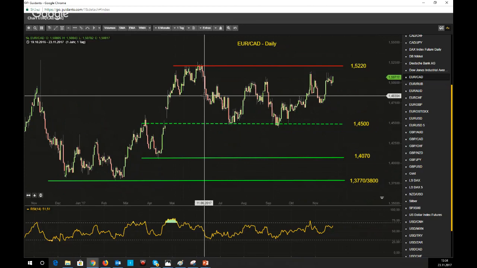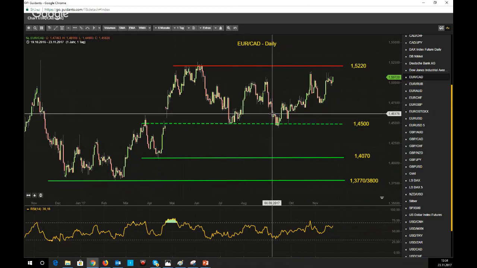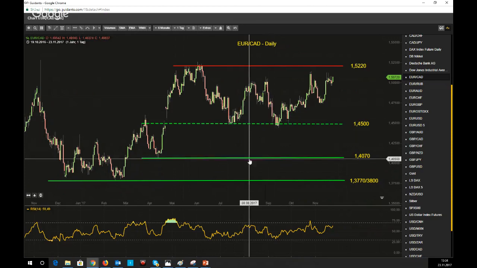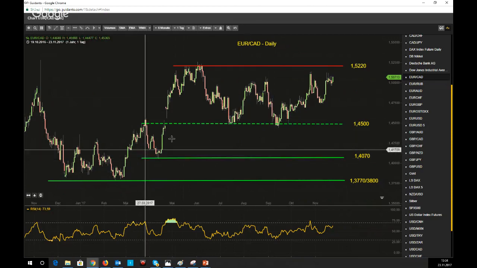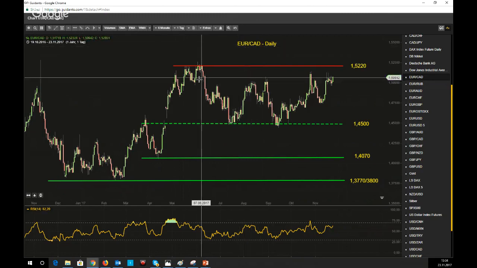This potential rate hike, in terms of the Canadian dollar, by the way, since then we've seen two rate hikes, the first in July, and I think the second was September, I'm sorry. And this triggered some serious bullish action in the Canadian dollar, pushing Euro Canadian dollar lower.